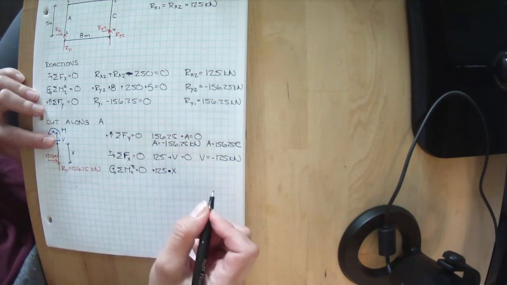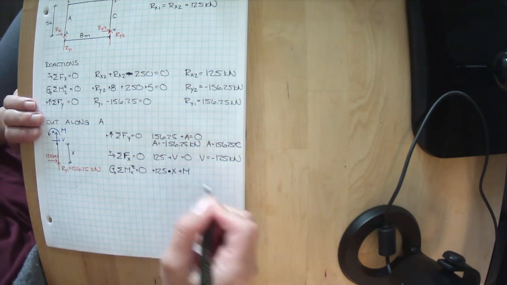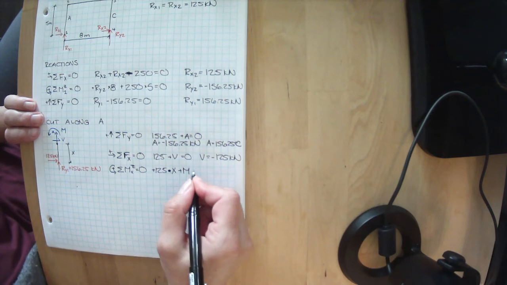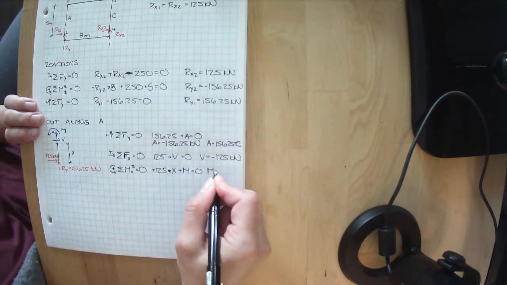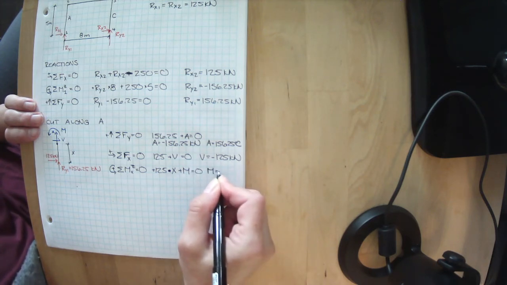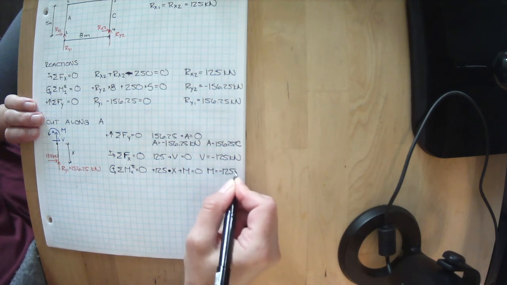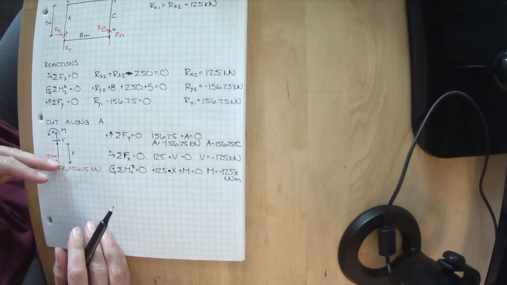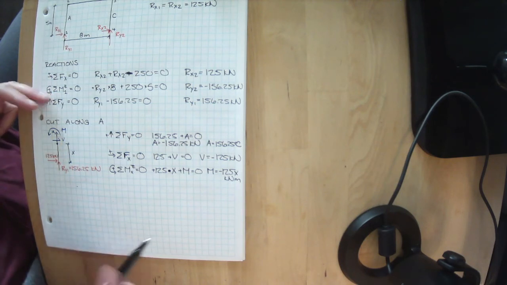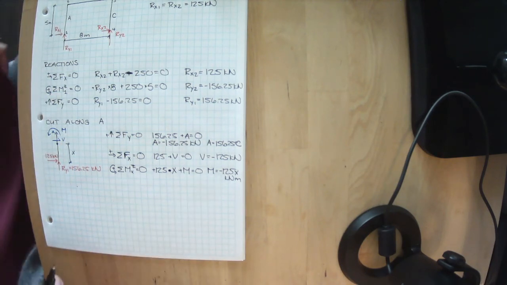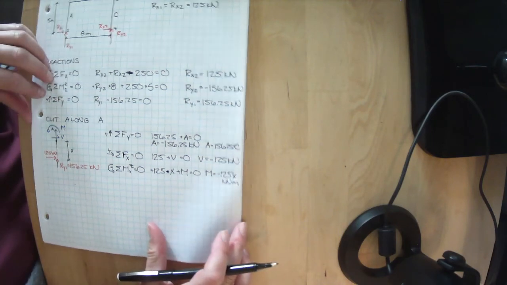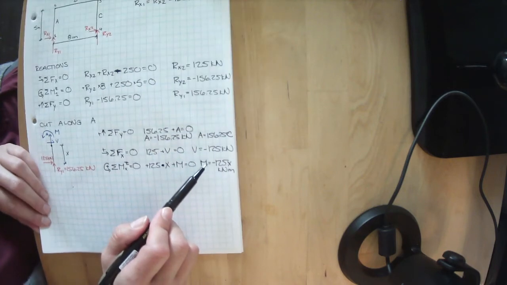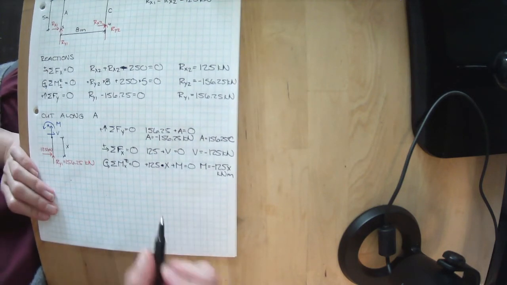I'll do a dot for that. And then we have our moment. So we have M equals minus 125x kilonewton meters. So as you go up the height of this beam, we are having a varying moment. So let's just write what that means for us. We know anywhere along the length, the axial force doesn't change. Anywhere along the length, the shear force doesn't change.